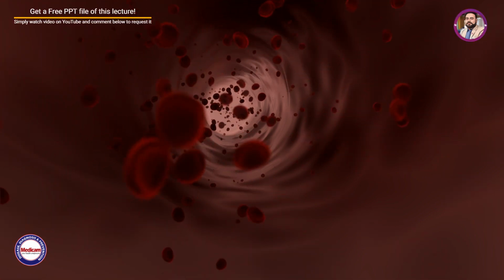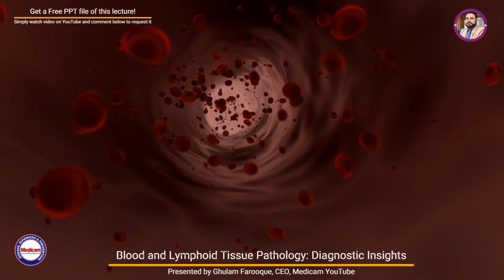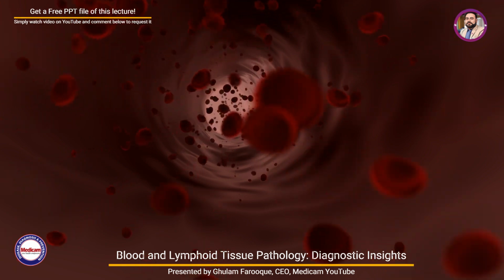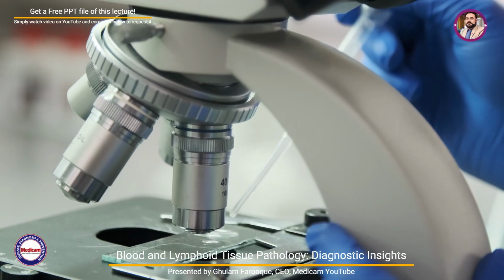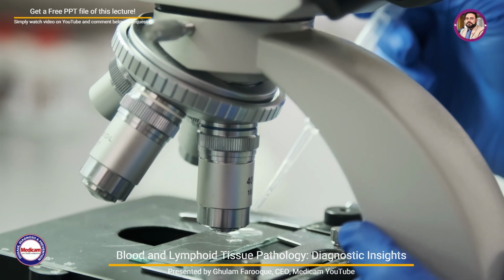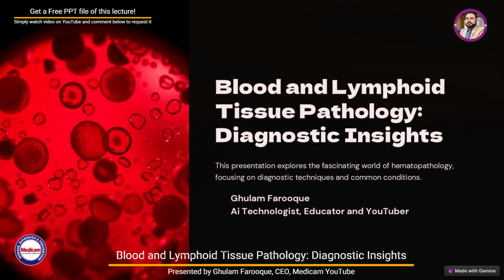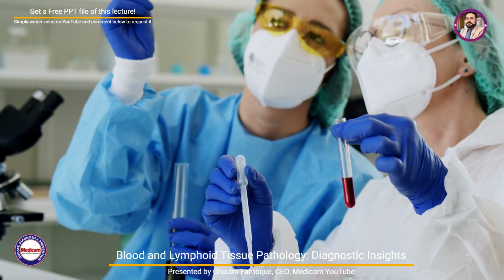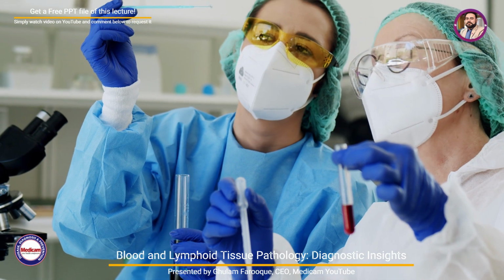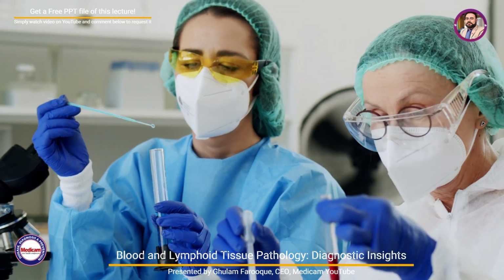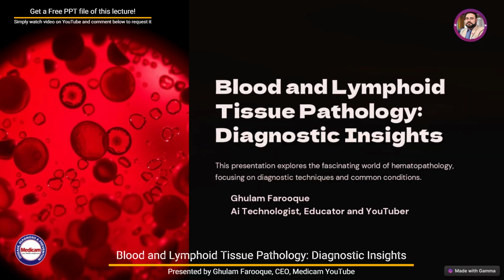Blood and lymphoid tissue pathology. Diagnostic Insights delves into the intricate histopathological and molecular landscape of hematologic disorders, encompassing leukemias, lymphomas, myelodysplastic syndromes, and reactive conditions. It emphasizes diagnostic differentials, immunophenotypic profiling, cytogenetic aberrations, and emerging biomarkers, elucidating their clinical implications for precision medicine, prognostic stratification, and therapeutic decision-making in hematopathology.